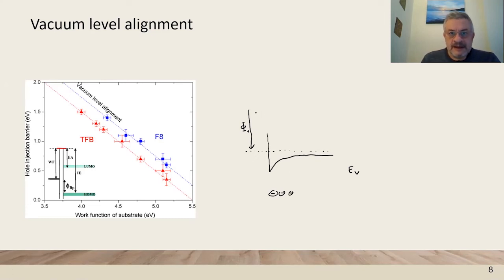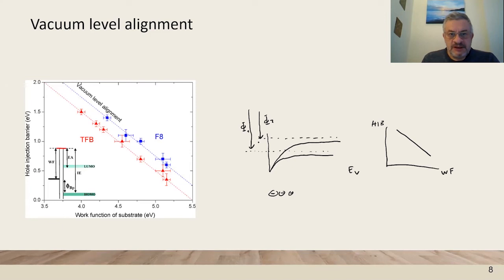And if the work function is smaller, then the barrier will be larger, so that there is an inverse correlation of the hole injection barrier and the work function, which goes like that. And this is shown here, following very well the hypothesis of vacuum level alignment.